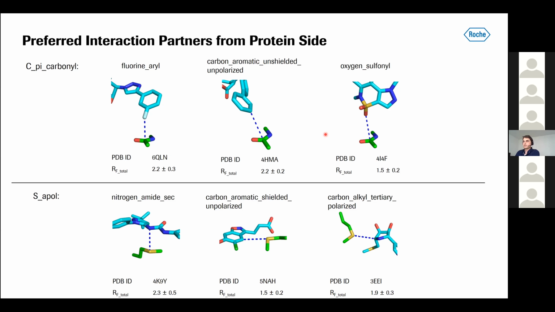And similarly, we ran such a search for the sulfur of a methionine, and we find that the sulfur does this type of stacking interaction with amide groups, and is particularly favorable for interactions with the nitrogen from an amide or an urea in this case, but also with other hydrophobic, polarized or unpolarized or weakly polarized carbon atoms.